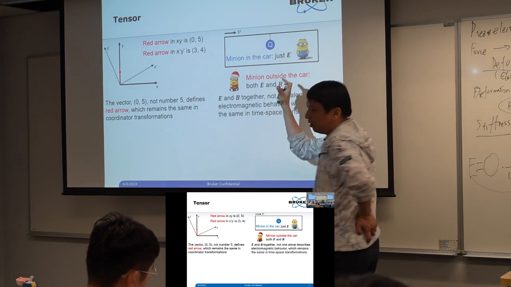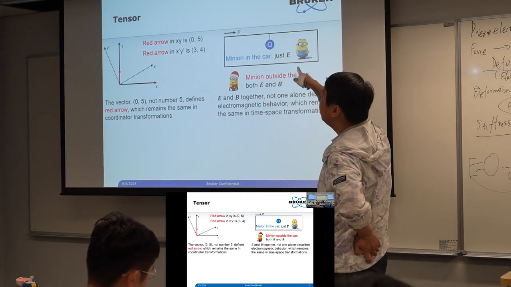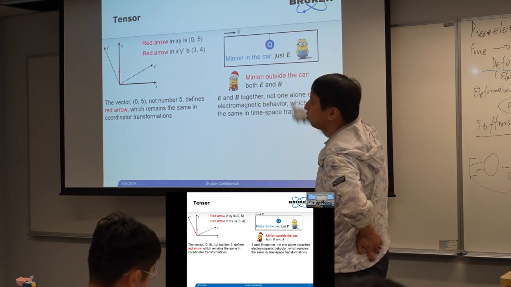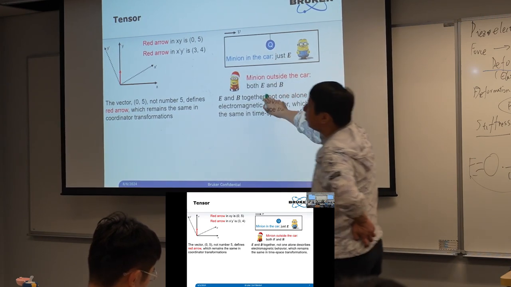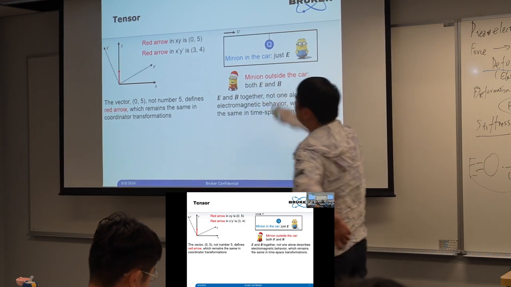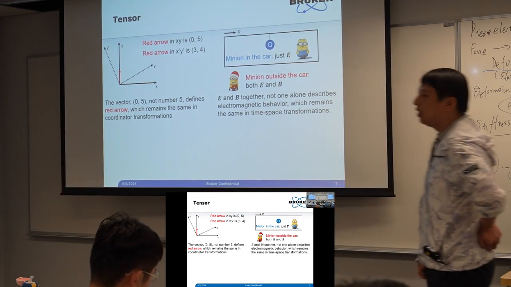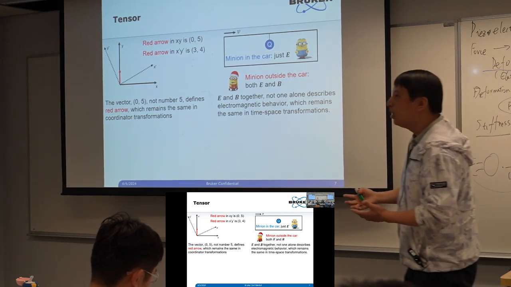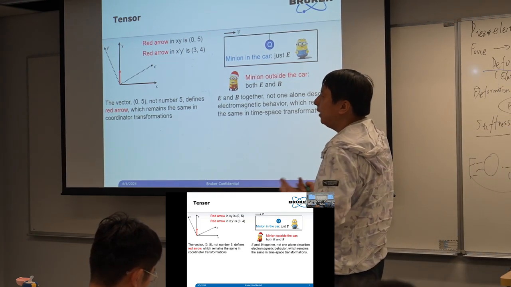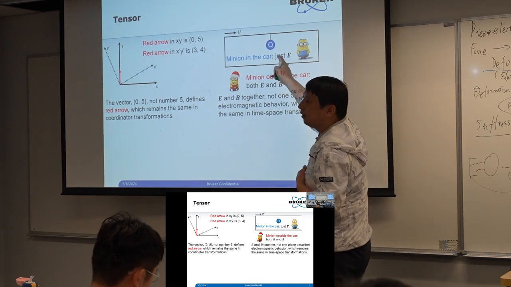This thing should not change how we say this word, how we describe this thing. Inside, we only say electric field. Outside, we say both electric and magnetic. So the electric and the magnetic themselves are not a good way to describe this thing.